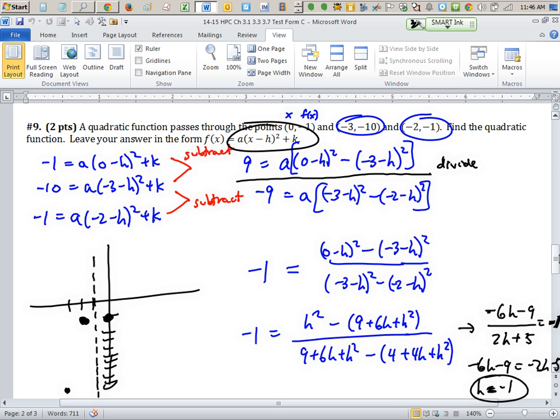It has to be. The axis of symmetry has to be right there. Isn't h -1 just because? Well, there you go. Don't need any of that.